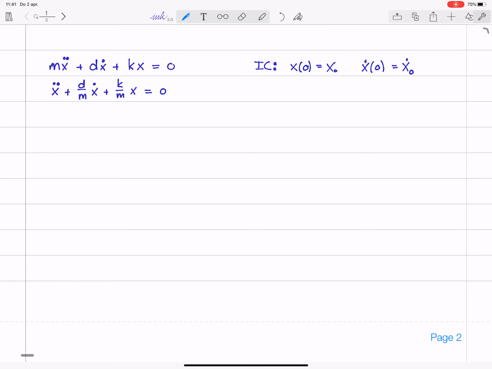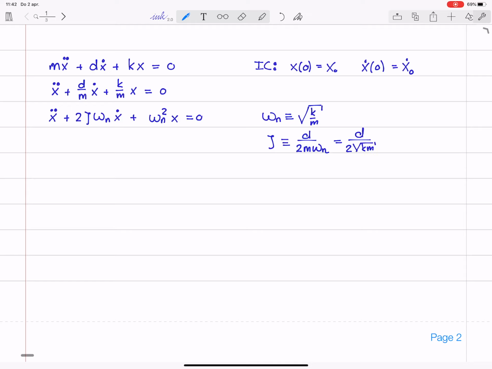And now I will introduce two parameters as follows. This d over m, I will call that 2 zeta omega n times x dot. And k over m, I will call that omega n squared times x is equal to 0. The reason that I do this is because I already know what the solution looks like, and the solution is much more convenient in terms of these parameters. So I have now defined omega n as the square root of k over m. So there it is again. And I have defined zeta as d divided by 2 m omega n. And if you rewrite this, this is d divided by 2 times the square root of k m.